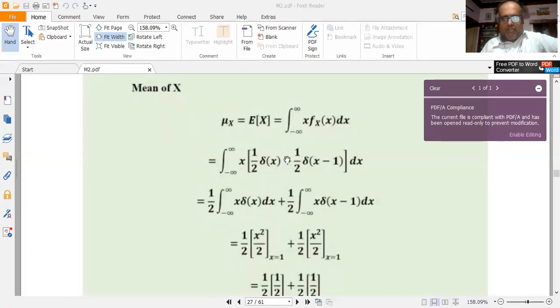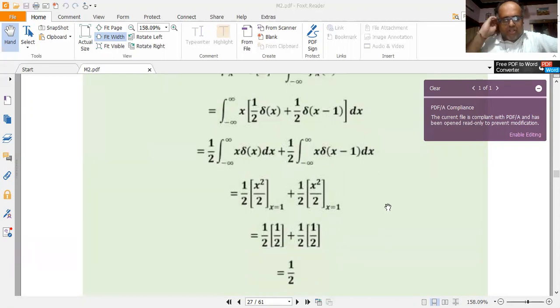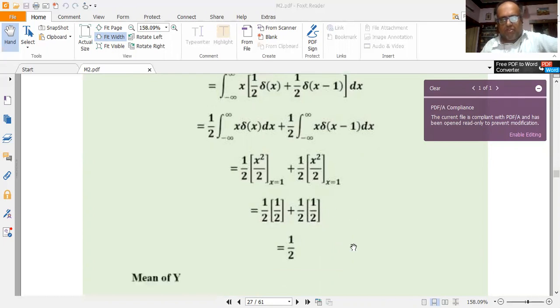Now split this integral into a sum of two integrals. So this becomes half into integral minus infinity to plus infinity x delta of x dx plus half integral minus infinity to plus infinity x into delta of x minus 1 dx. So this becomes half into x squared by 2 evaluated at x is equal to 1 plus half into x squared by 2 evaluated at x is equal to 1. This follows from the shifting property of Dirac delta function or the unit impulse function. So this becomes half into 1 by 2 plus half into 1 by 2, because 1 squared is equal to 1. So I get 1 by 4 plus 1 by 4, which is equal to half.